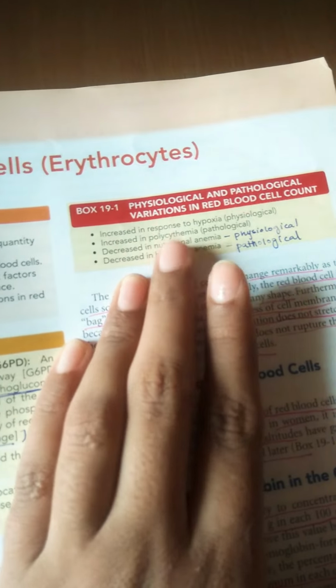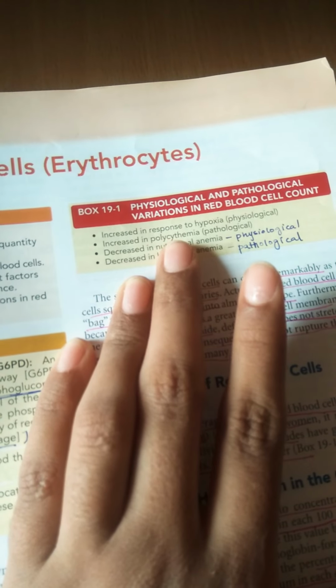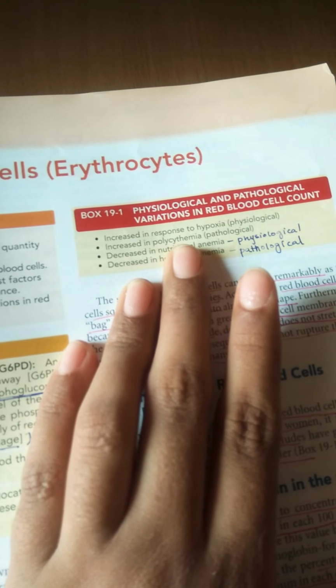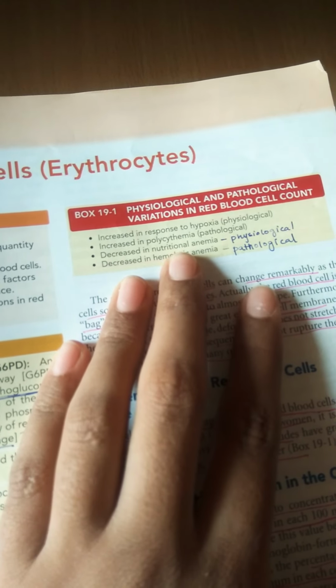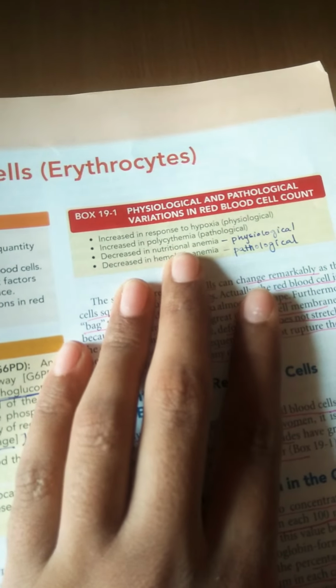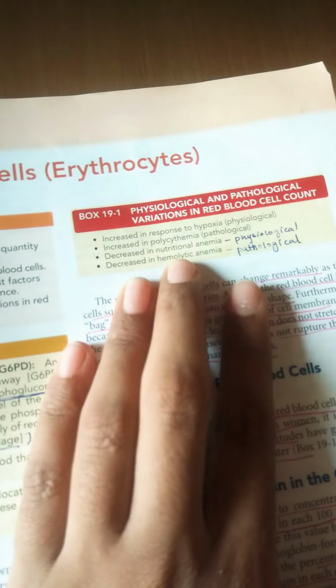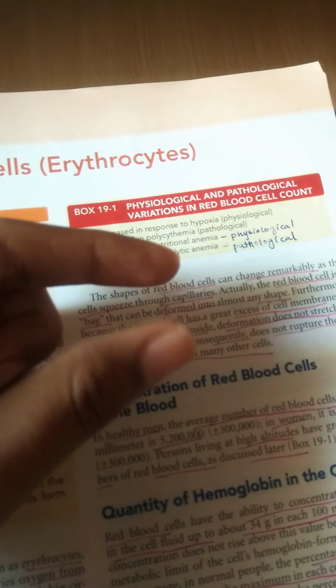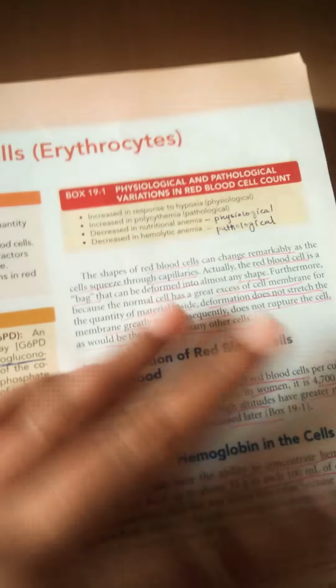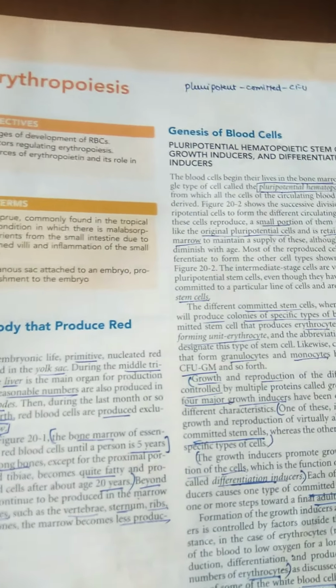Whereas polycythemia is a disease because of some mutation or some disease, so we need to give only medicine, we can't correct the proper cause. And in nutritional anemia also, if you take proper nutrition again, it will be back. Whereas hemolytic anemia is a pathological condition where we don't know what the cause is. So that's how we need to differentiate the physiological and pathological processes.